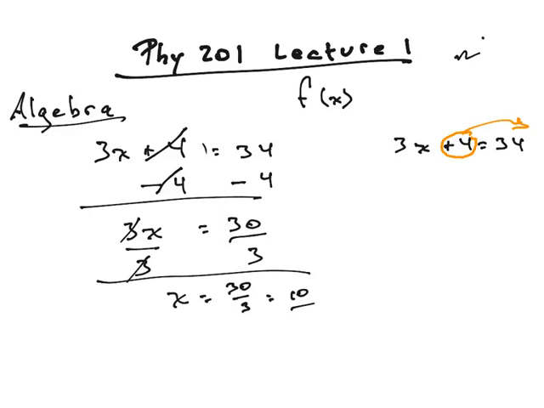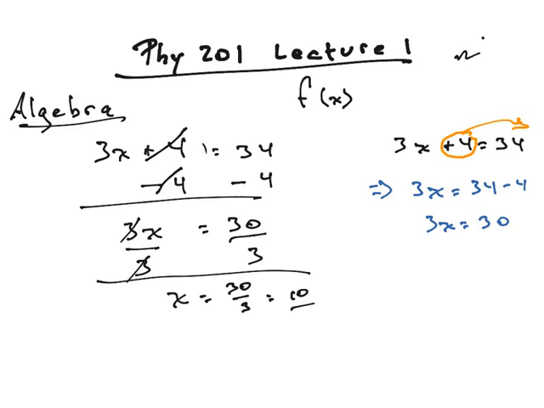So, for me, I say, all right, move the 4 over, and what's left? 3x is still on the left. And now on the right side, what do I have? 34, and now I have a minus 4 over there, because plus 4 became minus 4 when it moved. So that's just 3x is equal to 30.